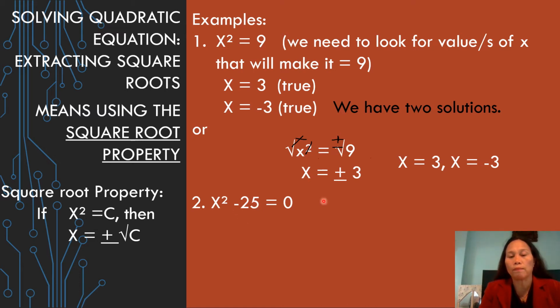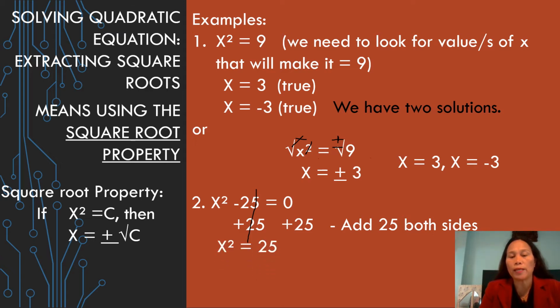What does it mean? Mag-add tayo ng positive 5 sa side na to para matanggal natin to, magiging equal siya sa 0. Pero dapat mag-add ka rin ng 25 sa kabilang side para maging balance ang equation. Ibig sabihin nito, magiging 0. So, anong matitira sa side na to? X squared na lang. Is equal to 0 plus 25, that is 25. So, x squared is equal to 25.